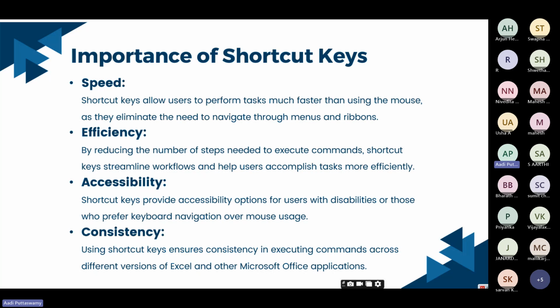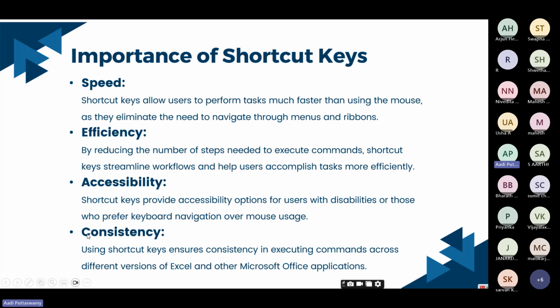Efficiency. By using shortcut keys, you don't have to keep on searching for the options. You can finish the task immediately, so you will have the efficiency as well. By reducing the number of steps, for example, if you want to increase the row height, I would say Format, then search again for the row height and column width. You don't have to do that. Immediately just use the shortcut key and you can execute that particular task.